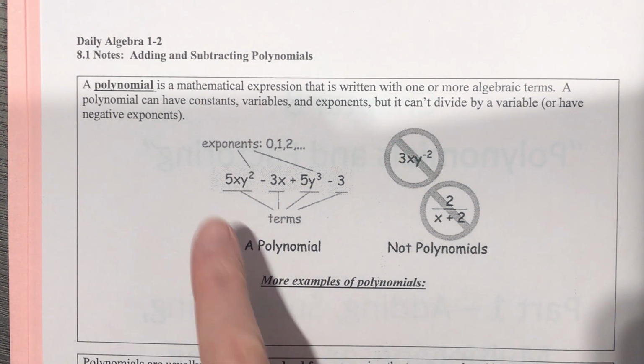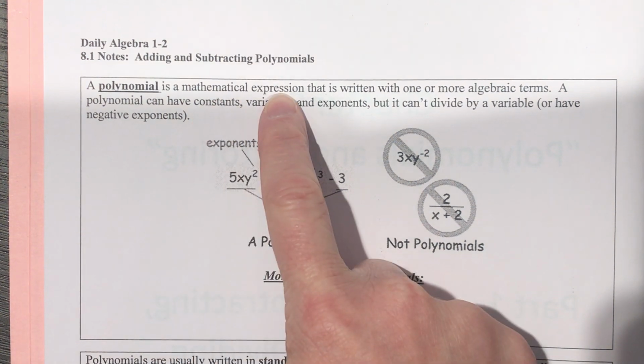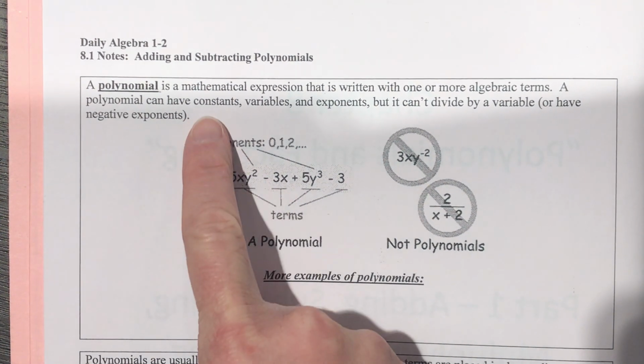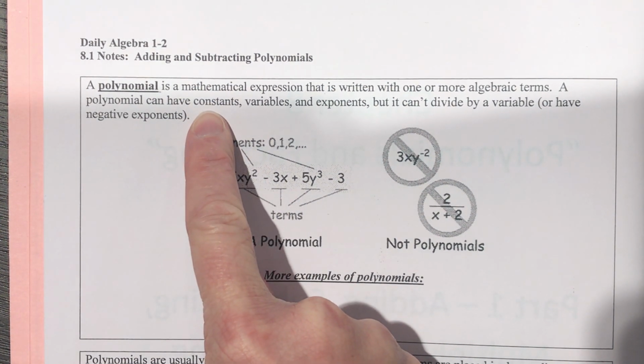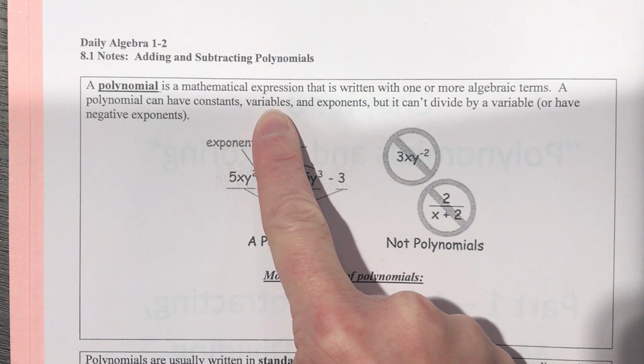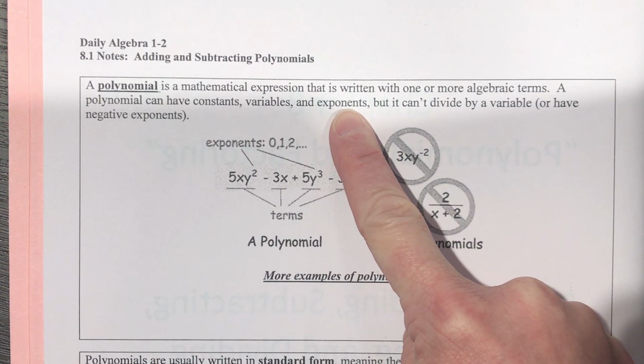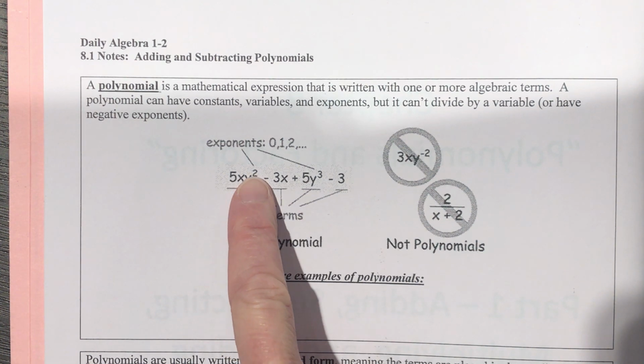Now, a polynomial is what's called a math expression that is written with one or more algebraic terms. And a polynomial can have things like a constant, which means a number term. It can have variables, meaning letters. And those variables can have powers on them, and that is called an exponent. So you see how this y has a power of 2?